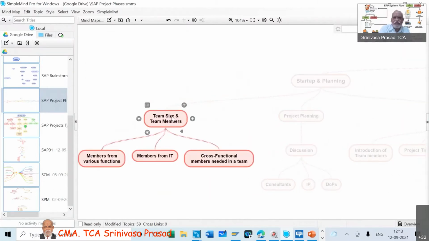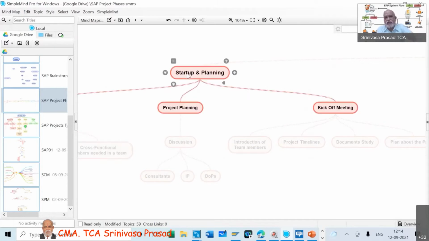And when we have a team size, we should select members from various functions, members from IT, cross-functional members needed in a team. So when somebody was asking, when you are part of the ERP implementation in any company, you may have to tell your management these are the requirements. And if you are going to be an auditor or a consultant while the ERP is going on, you may impress on the management that there should be a proper team size with members from each function.